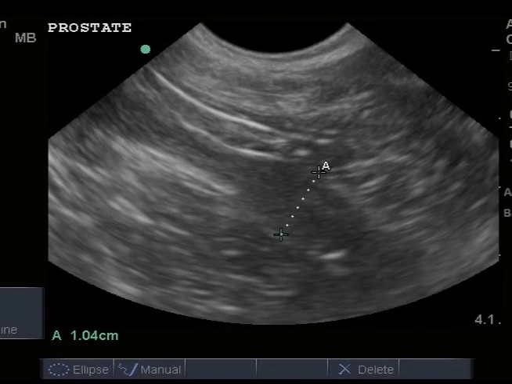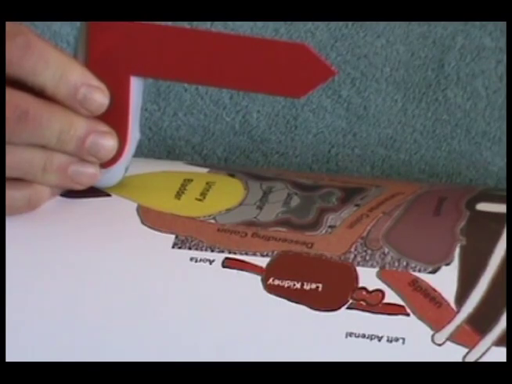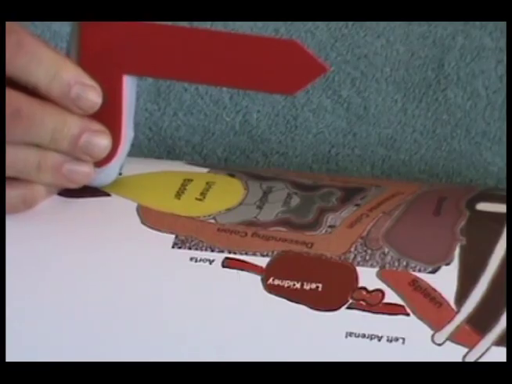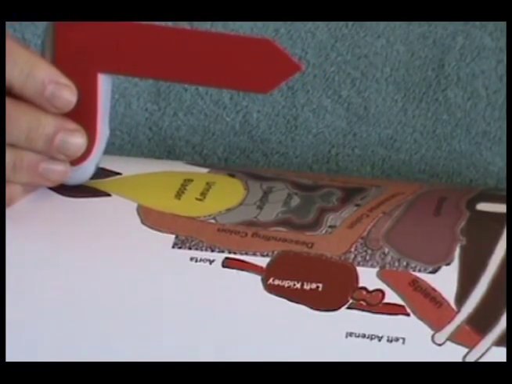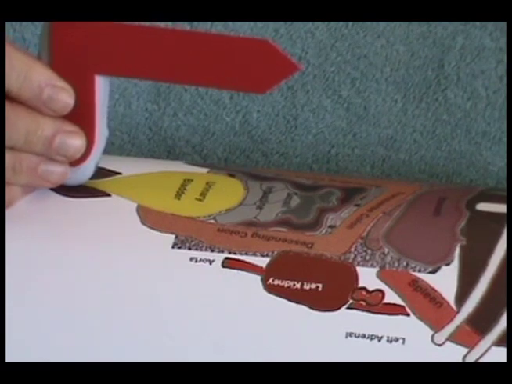The prostate is a circular to oval, homogeneous tissue caudal to the urinary bladder and surrounding the urethra. In a male dog, slide the transducer caudally to follow the urethra into the prostate. Center the transducer over the prostate.